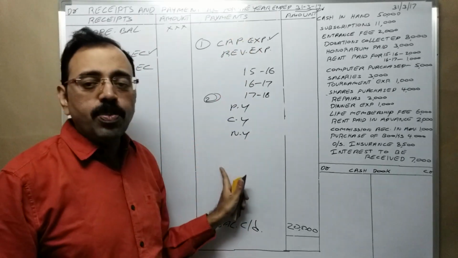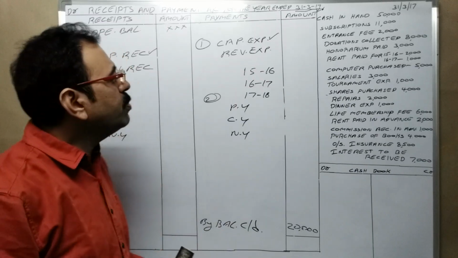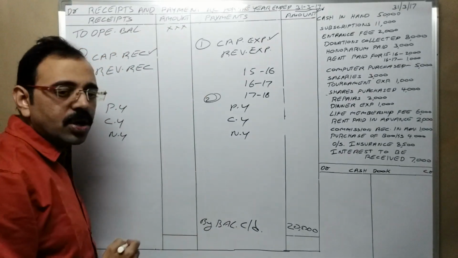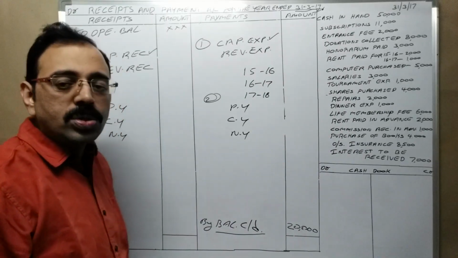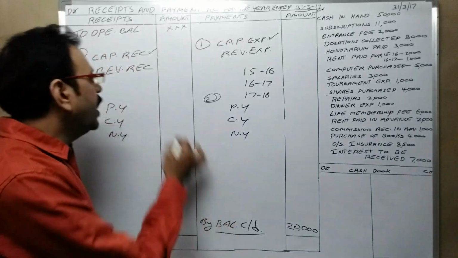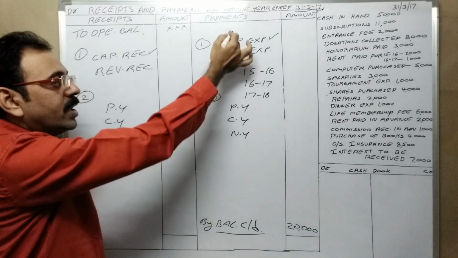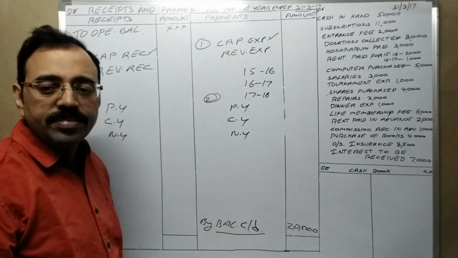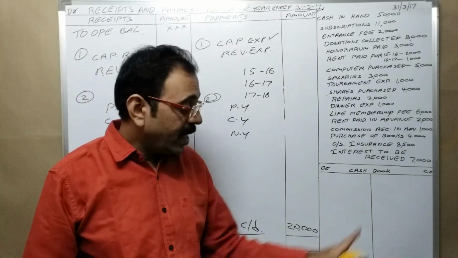After listening to all these points, you may get one doubt. What is the purpose of preparing the receipts and payments account? Our answer is the closing cash balance. On the debit side, cash receipts we are writing. On the credit side, cash payments we are writing. Then the same thing we do in the cash book also.